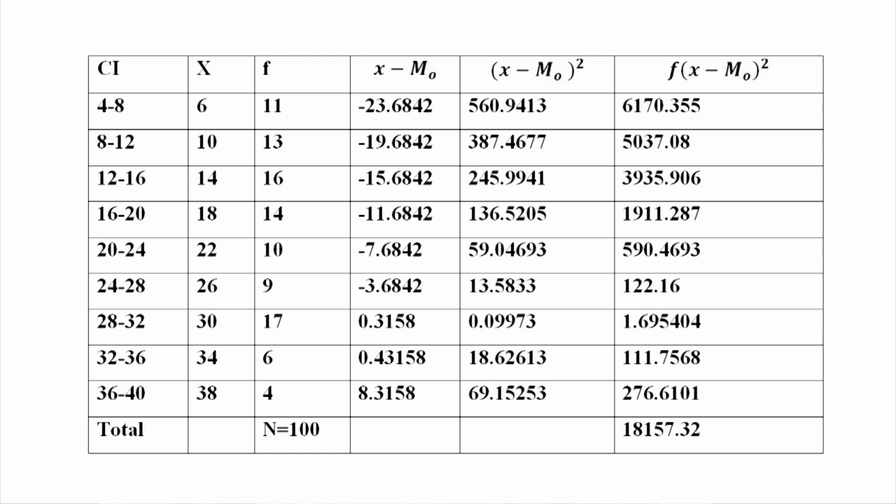Then, multiply the values of column 5 with the frequency values in column 3. The values are 6170.355, 5037.08, 3935.906, 1911.287, 590.4693, 122.16, 1.6954, 111.7568, 276.6101, which are entered in column 6.